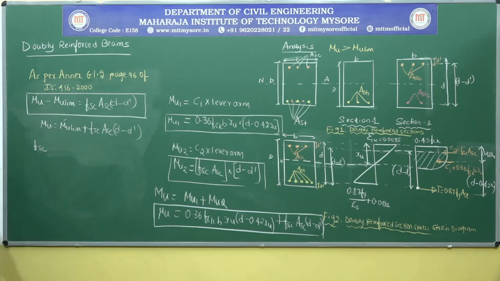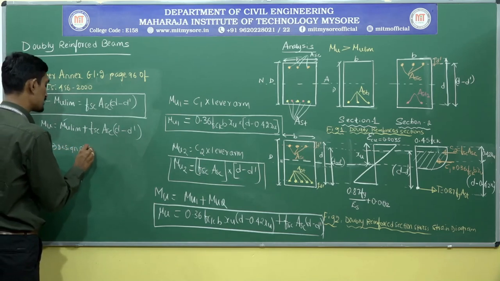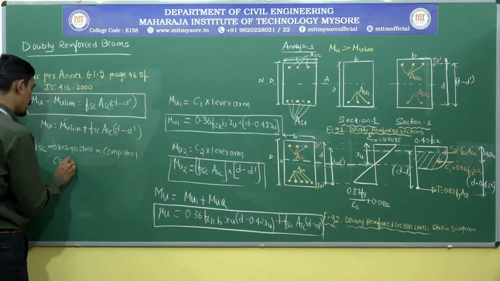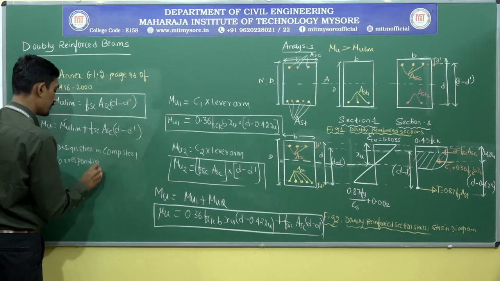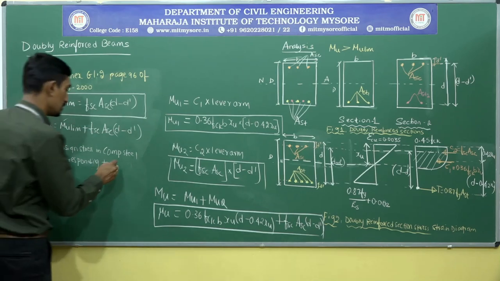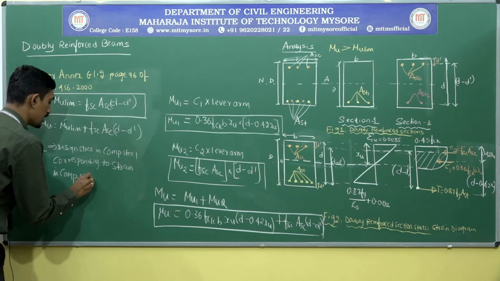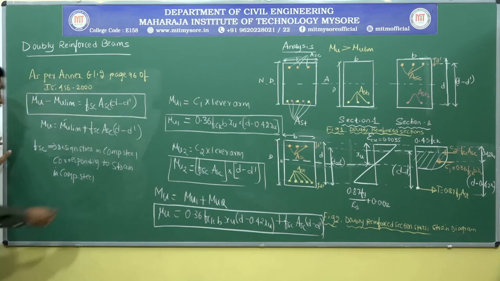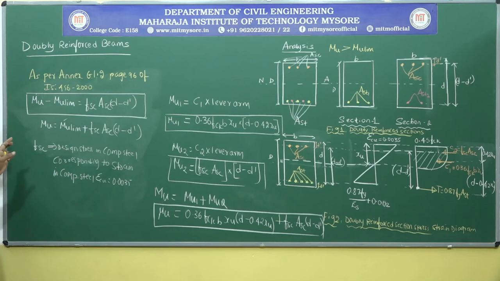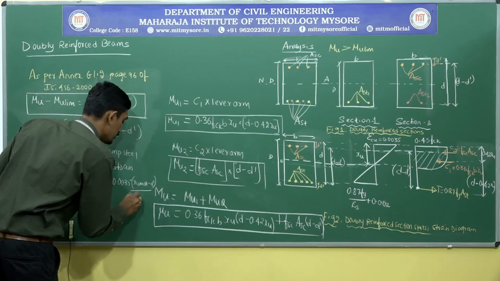So this is the new terminology, FSC. This is the design stress in compression steel corresponding to the, it is a very important word, corresponding to the strain in compression steel, which will be epsilon Cu equal to 0.0035 into Xu max minus D dash divided by Xu max.